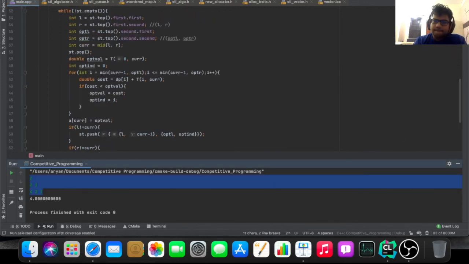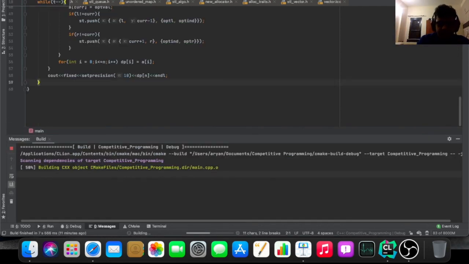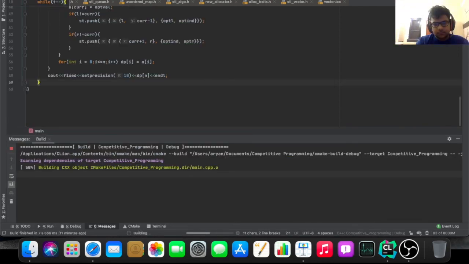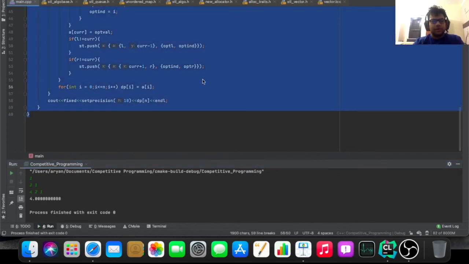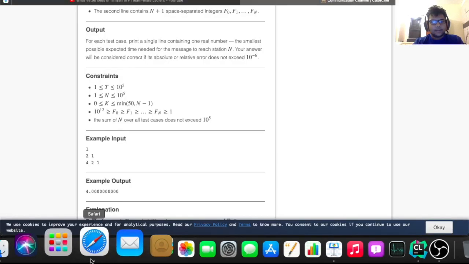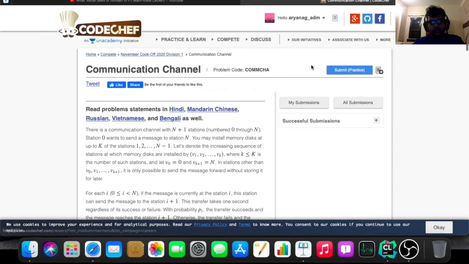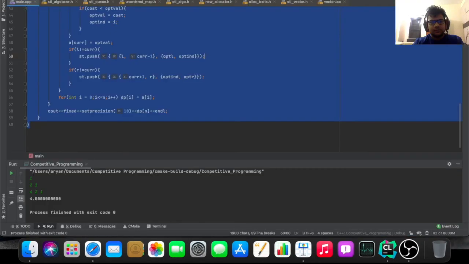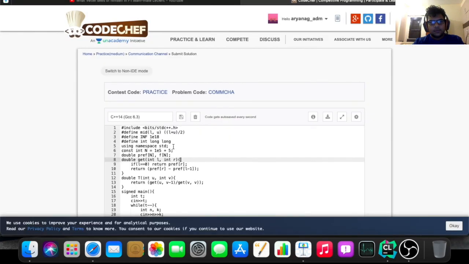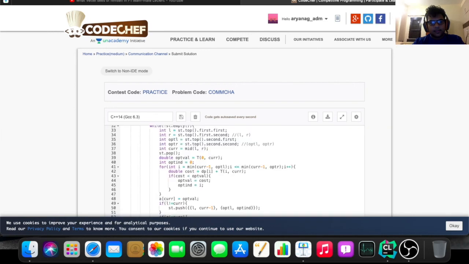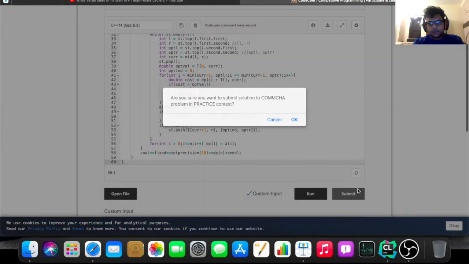It takes so much time. Yeah, so this is 4. So let's go ahead and submit this. If it's wrong, then we can do some debugging. Okay, and submit.